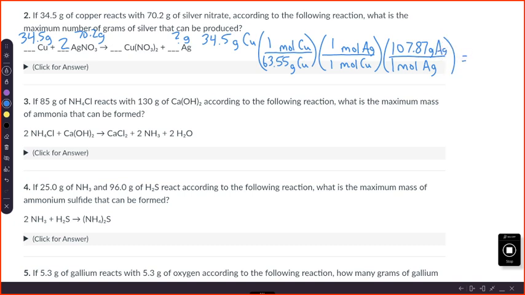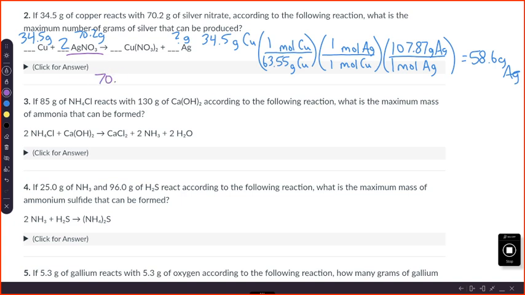Plugging this in, 34.5 times 107.87 divided by 63.55 is 58.6 grams of silver. If I were going to use all this copper, I would expect to get 58.6 grams of silver. And let's do the same with the silver nitrate here.